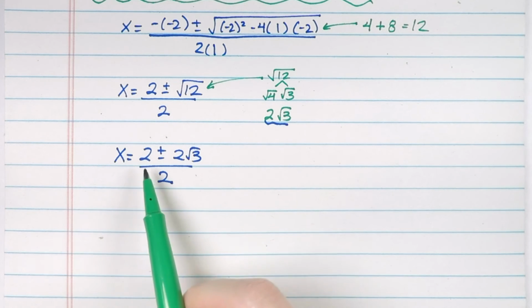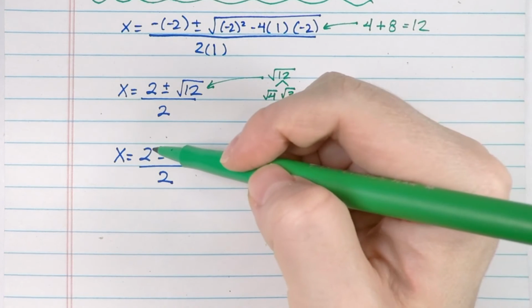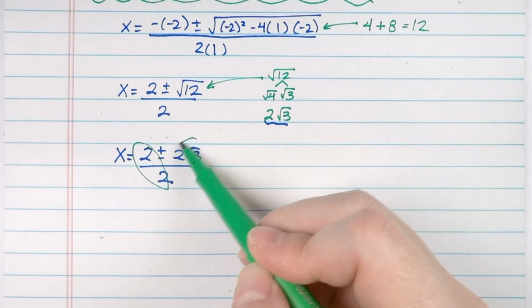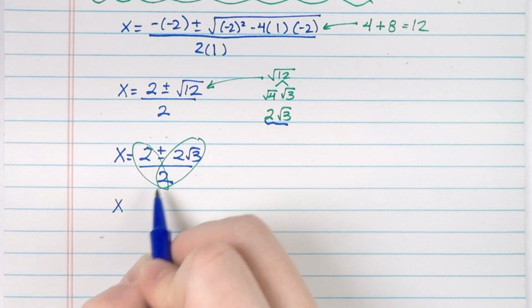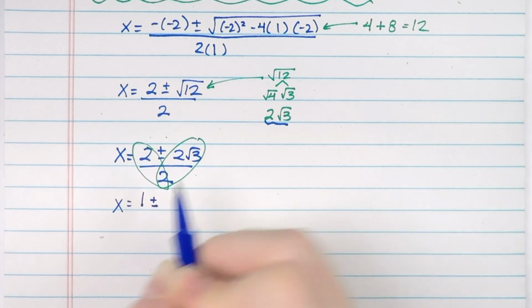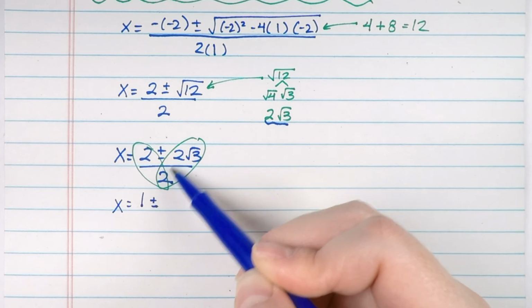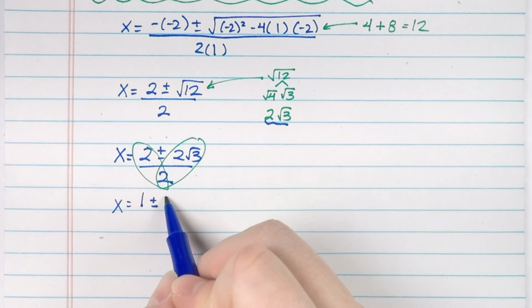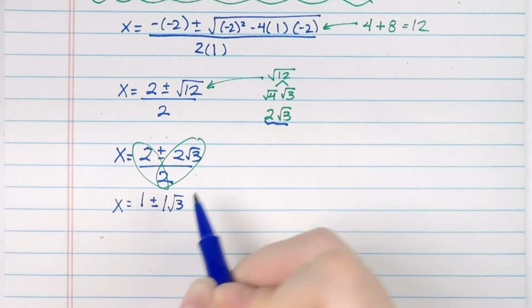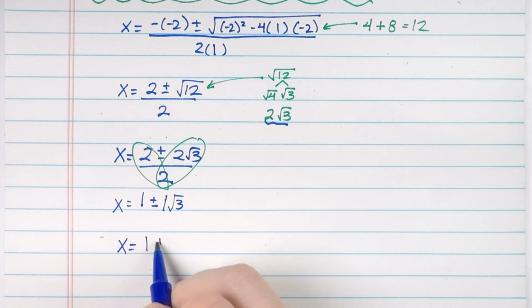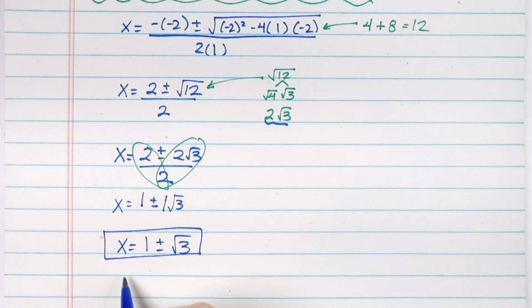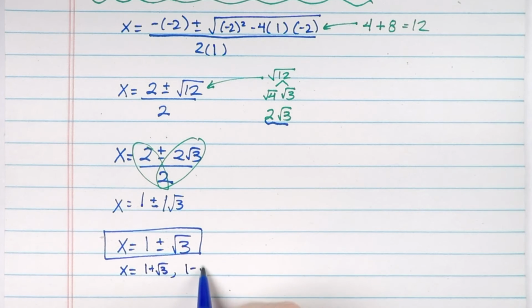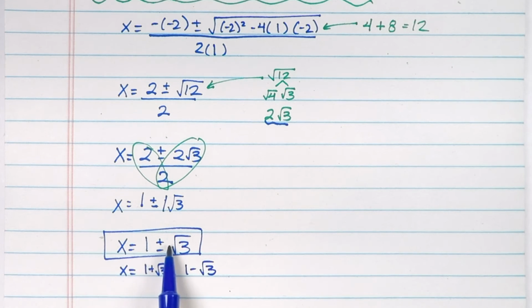So each of these can be divided by 2. We're going to do 2 divided by 2, and then this 2 rad 3 divided by 2. So for our first term, 2 divided by 2 gives us 1, and then plus or minus. And here we can divide these numbers that are both outside of the radical. 2 divided by 2 gives us 1 again. So we get 1 rad 3, which normally we would just write as 1 plus or minus rad 3. And here are our two solutions, which sometimes you might see written out separately, 1 plus rad 3, and then comma, 1 minus rad 3. But normally we'll just leave them in the plus or minus form.